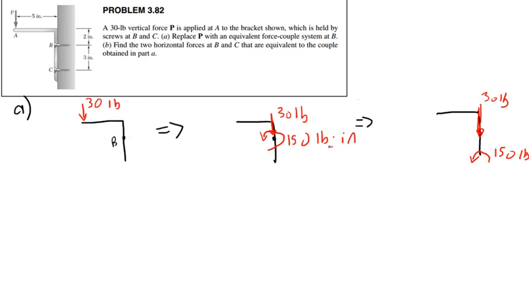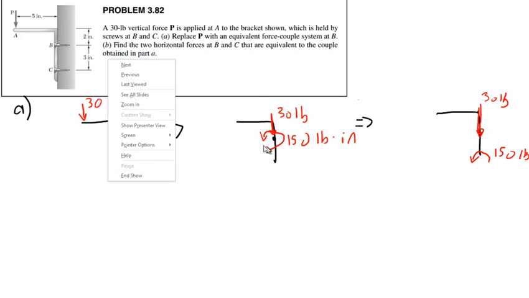That's all we're saying. So this bracket would experience the same tendency to translate and rotate if I applied a 30-pound force here, or if I applied a 30-pound force at B and applied a 150-pound-inch couple at B, or moment at B, okay? Or a 150-pound-inch couple anywhere else, actually. So, okay. Other questions?